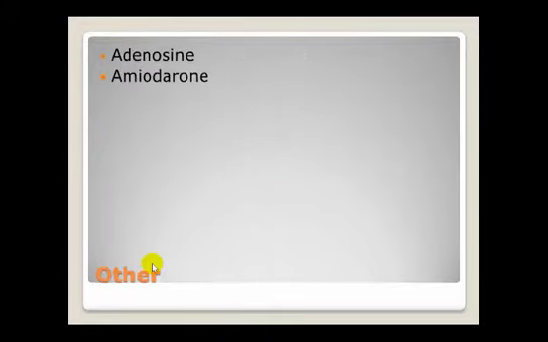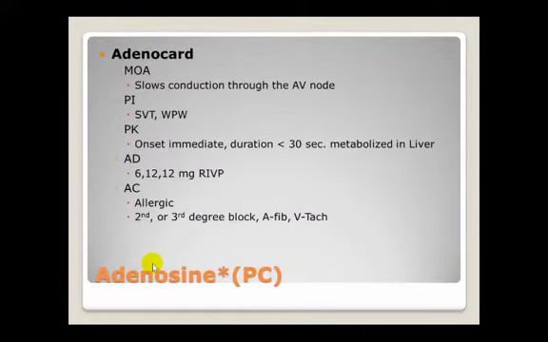The last two meds on our list are going to be adenosine and amiodarone. Adenocard is the ideal drug of choice for any kind of narrow complex SVT. The reason is it slows conduction through the AV node. If any of you have ever used this before, it creates us a little bit of asystole. The nice thing about this is, let's just go down the list here. Primary indications are going to be SVT and Wolff-Parkinson-White.